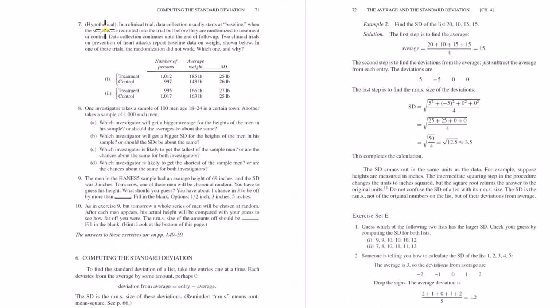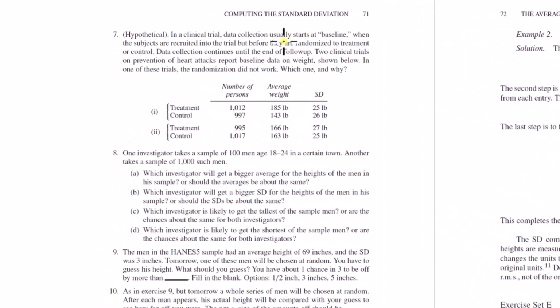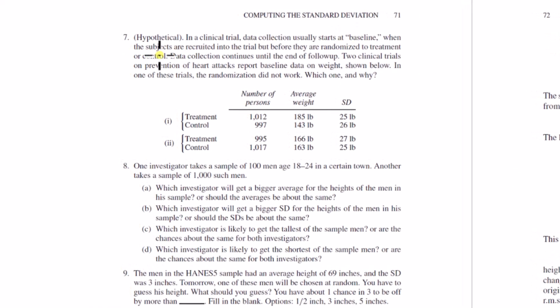All right. Hypothetical. In a clinical trial, data collection usually starts at baseline, when the subjects are recruited into the trial, but before they are randomized to treatment or control. All right, so you select the subjects, but they haven't been randomized yet, but data collection could still start, and they call that baseline. Data collection continues until the end of follow-up, okay? So even after they've been randomized and they've gone through the main data collection experiment, whatever it is, even after follow-up, data collection continues.